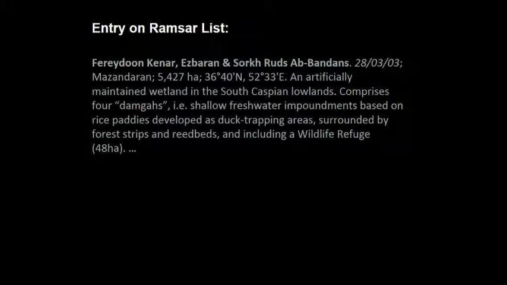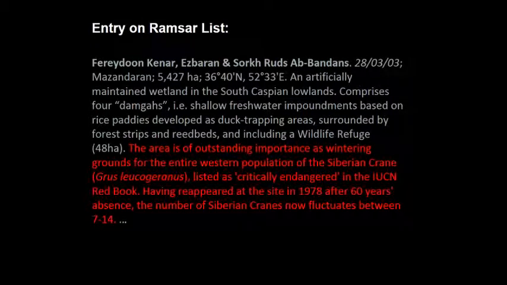You might think, how can that possibly be on a list of internationally important wetlands? Like, seriously, 4 freshwater impoundments for rice paddies. And its significance actually comes in the next part of the entry, which is that it is an area of outstanding importance as the wintering grounds for the entire western population of the Siberian crane. Listed as critically endangered in the IUCN Red Book, having reappeared on the site in 1978 after 60 years' absence, the number of Siberian cranes now fluctuates between 7 and 14.